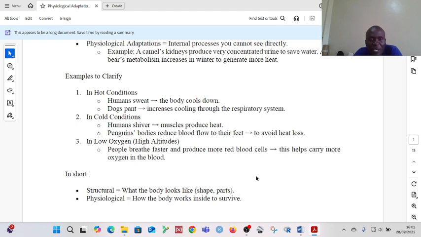In the penguins, their bodies will reduce blood flow to their feet when it is cold. Why? Because penguins, their feet are not covered. So if blood goes there, then a lot of heat will be lost. So when the flow of blood to the feet is reduced in penguins, especially when it is cold, then there will be success in the attempt by the penguins to ensure that they don't lose heat now that the conditions are cold.